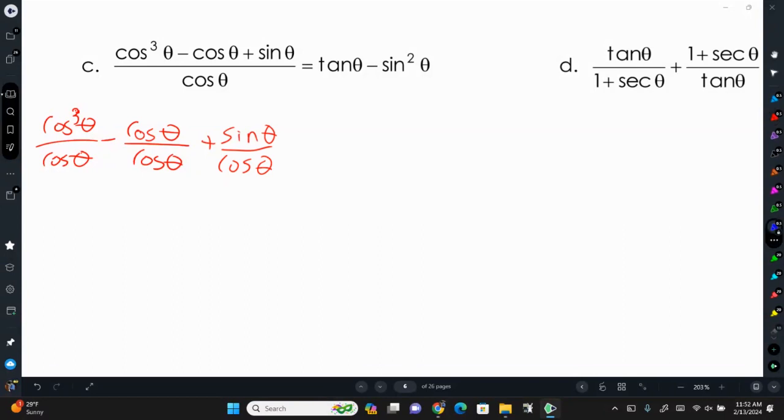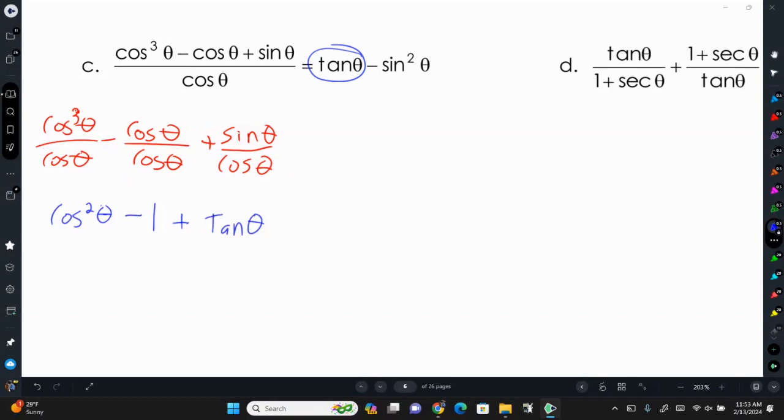Well, at the beginning, the first one, cosine to the third over cosine, is going to give us cosine squared theta, minus cosine over cosine is 1, plus sine over cosine. Well, what should we do with that? I'm going to change that to tangent. The reason I'm going to change that to tangent is because my final answer, what I'm trying to get to, has a tangent in it. So now we have cosine squared minus 1 plus tangent.